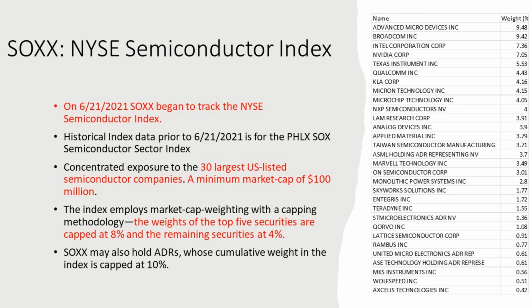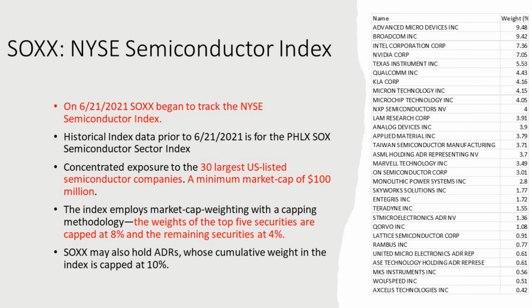They also have a capping methodology that's a little bit more strict. So it says the weights of the top 5 securities are capped at 8%. So what's going to happen then is you're going to see a rebalance, and they're going to trim their Advanced Micro Devices, or they say reallocate to make the weightings more equal. You've got Advanced Micro Devices and Broadcom that are above 8%. The remaining securities are then capped at 4%. So they're going to adjust all of that whenever they do their rebalances, likely quarterly.